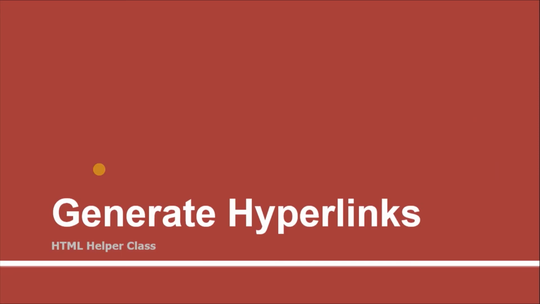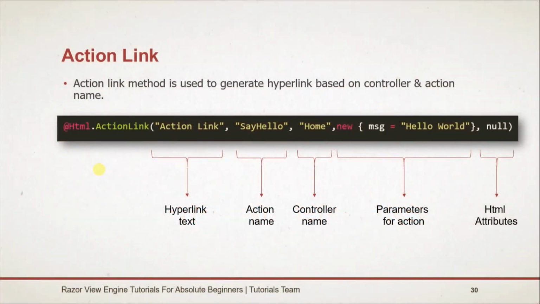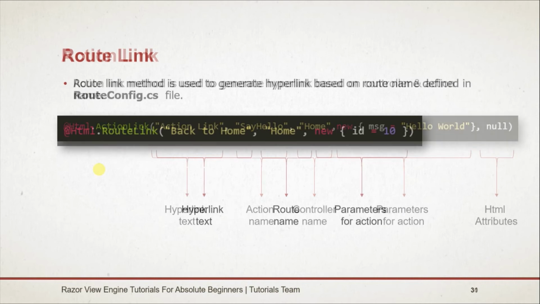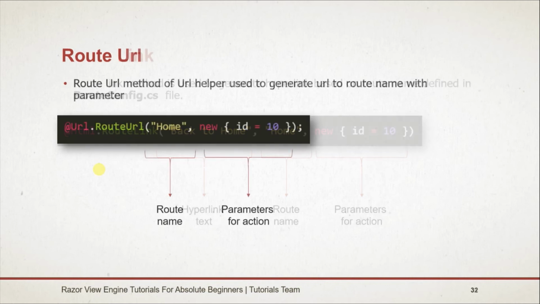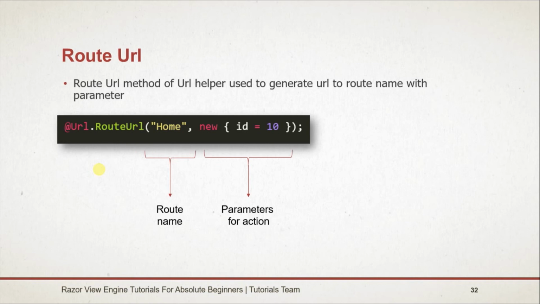Let's see what we learned in this session. ActionLink is used to generate hyperlinks from an action name, in which we can specify the text for the hyperlink, action name, controller name, optional parameters, and optional HTML attributes. RouteLink is used to generate hyperlinks from route names that we created in the RouteConfig.cs file, in which we specify the hyperlink text, route name, and optional parameters. The RouteUrl method of the Url helper is used to generate only the URL for that route, in which we need to specify the route name and optional parameters.